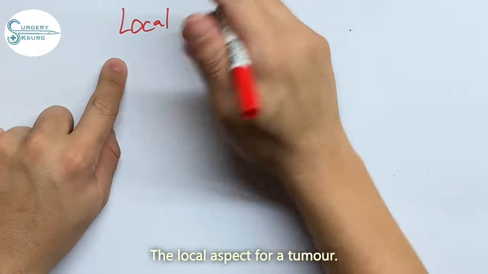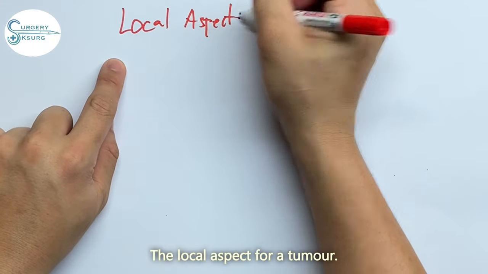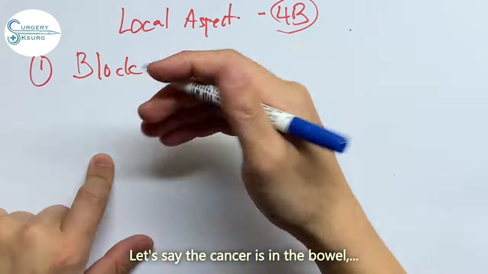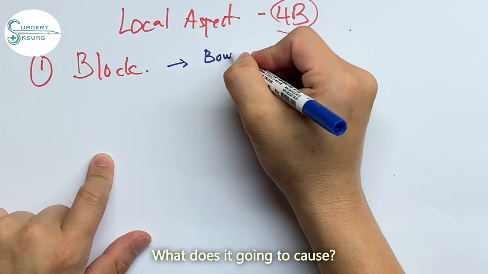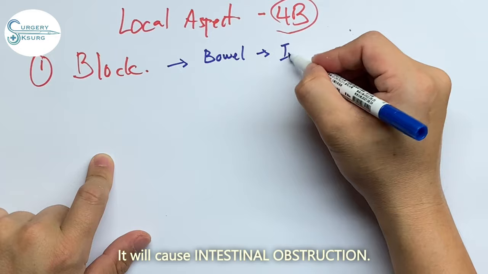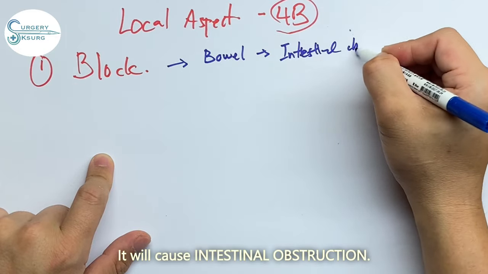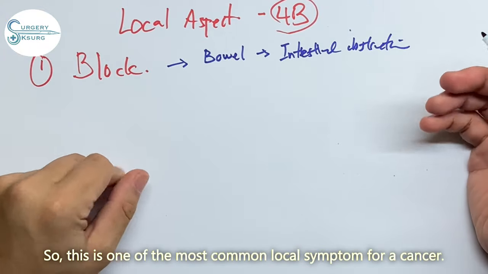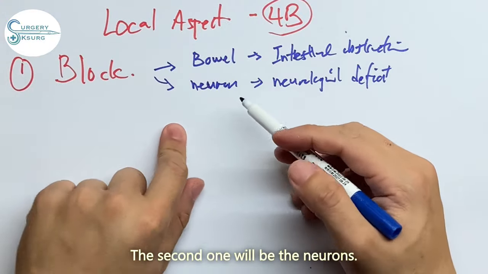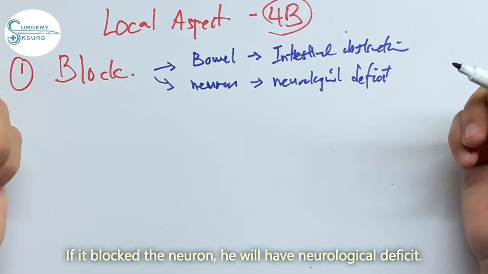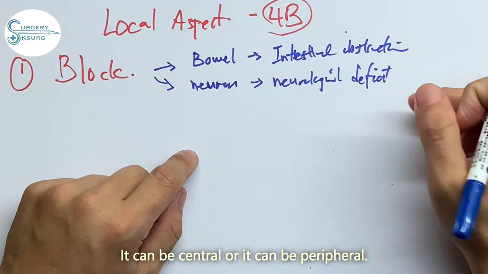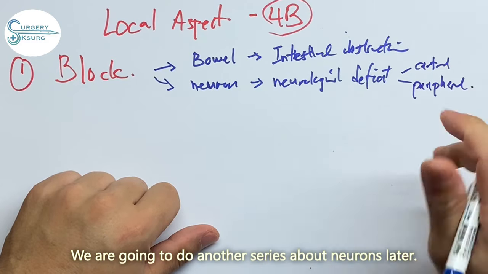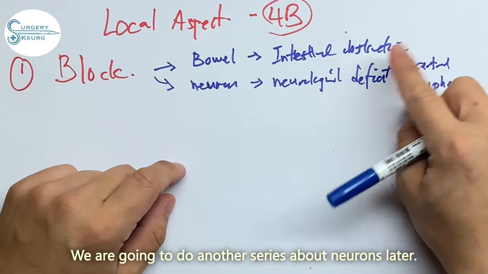Let us start with the local aspect of a tumor. The first B is block. Let's say the cancer is in the bowel. What will it cause? It will cause intestinal obstruction. So this is one of the most common local symptoms for a cancer. The second one would be neurons. If you block the neuron, you have a neurological deficit. It can be central or peripheral. We are going to go into that in another series about neurons.